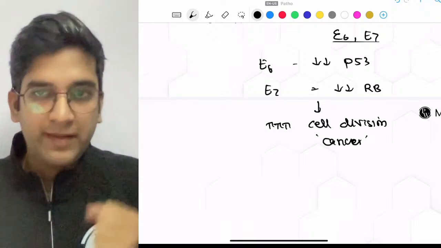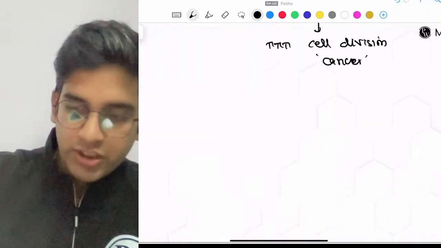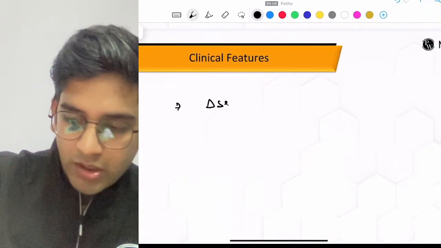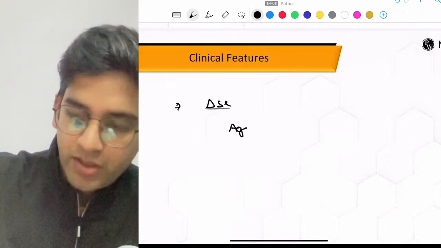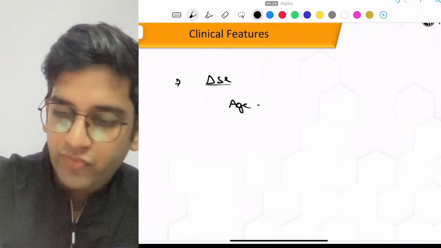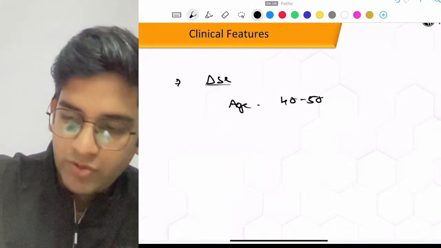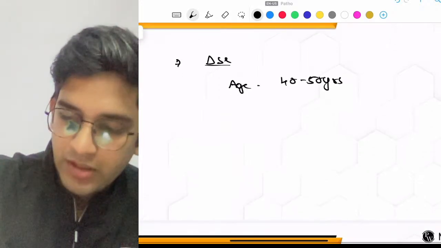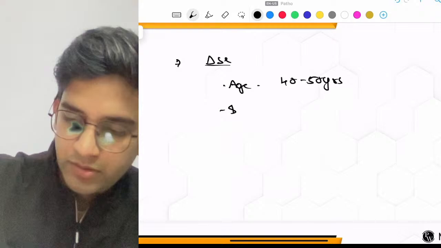Okay. Now we know the pathogenesis and the etiology. So after pathogenesis and etiology, we need to know the clinical features or diagnosis. What do you think is the age group? For any cancer, the age group is going to be elderly, right? Above 40-50 years and above. Presentation, symptoms.